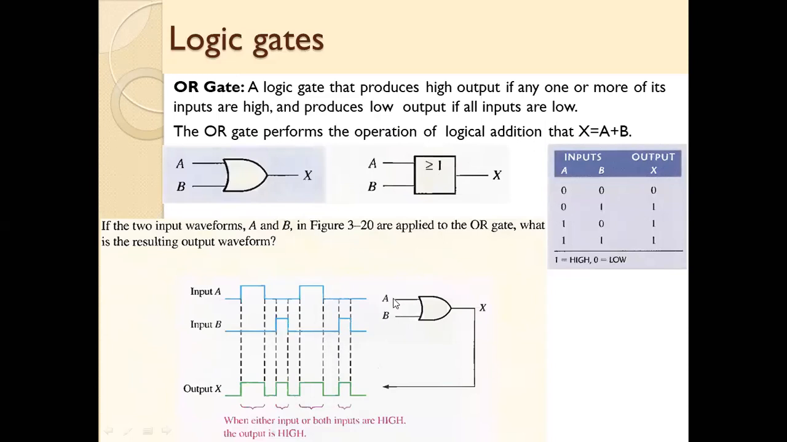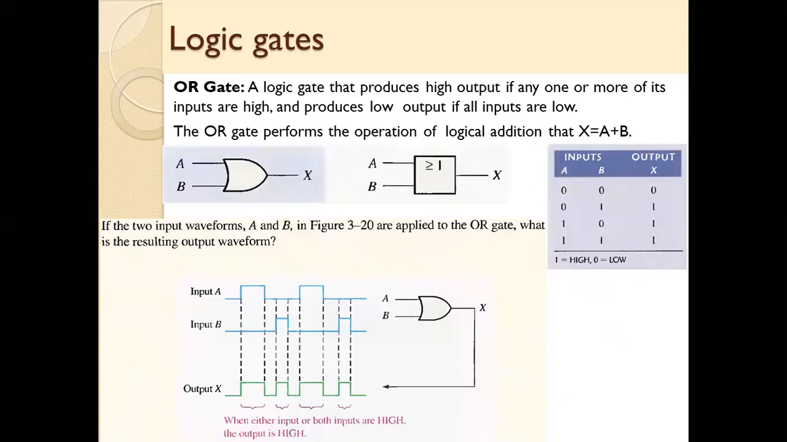Now we come to one problem. Two wave shapes are given. One wave shape is coming to A, one wave shape is coming to B. Please switch on your mic who wants to give the answer. If one input is high and the other input is low, the output would be high. Very good. If both inputs are low, the output would be low. If one is low and the other is high, the output would be high. Very good. So this is the OR logic gate.